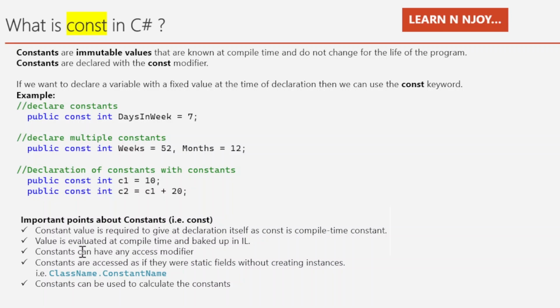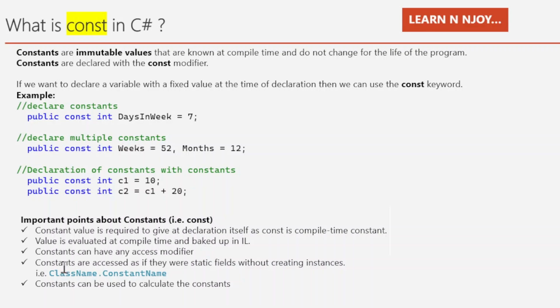Number three, constant can have any access modifier. Here if you see, I have used the public access modifier. Instead of public access modifier, we could use private or protected internal based upon the requirement. So that's valid to write. So constant can have any access modifier.